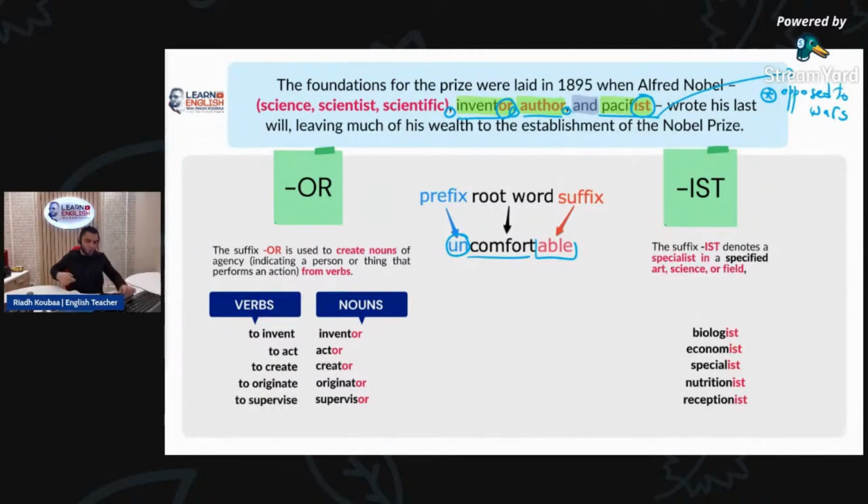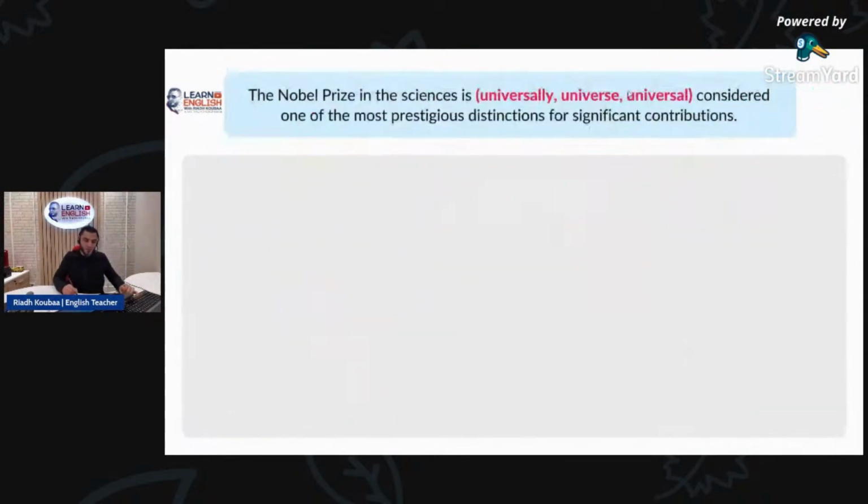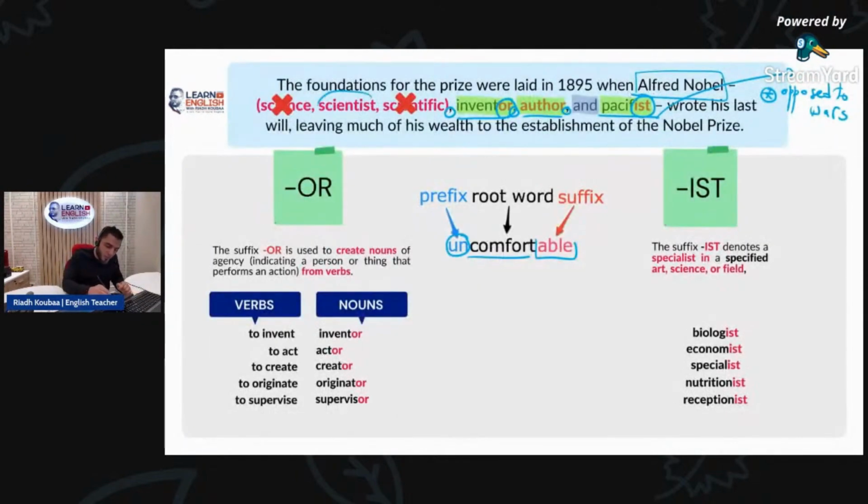So let's carry on. We are going to choose, as we said earlier, the word scientist because Alfred Nobel is the person. He was. Can we say Alfred Nobel is science? No, it doesn't make sense. Can we say Alfred Nobel scientific? No, it doesn't make sense. So the correct answer here: Alfred Nobel, he was a scientist, an inventor, an author, and a pacifist. So the correct answer is going to be scientist. Excellent. Yes, parallel structure.